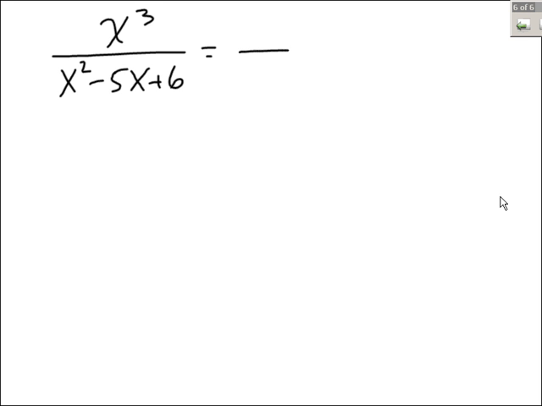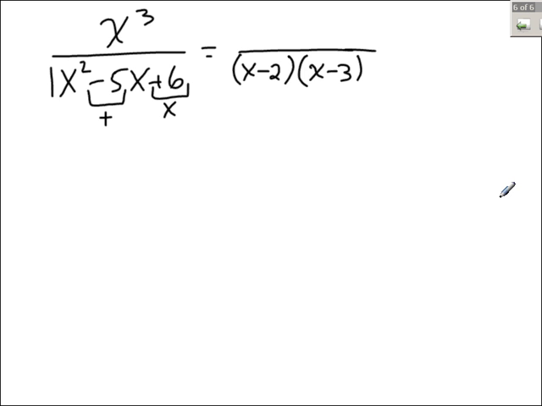Suppose you have x cubed divided by x squared minus 5x plus 6. Well, if you factor the bottom, since you have an understood 1x squared, you want to factor it as x followed by a number times x followed by another number. The two numbers should multiply up to the constant, 6, and add up to the number in front of x. And two numbers that do that are -2 and -3. And the top is x cubed.